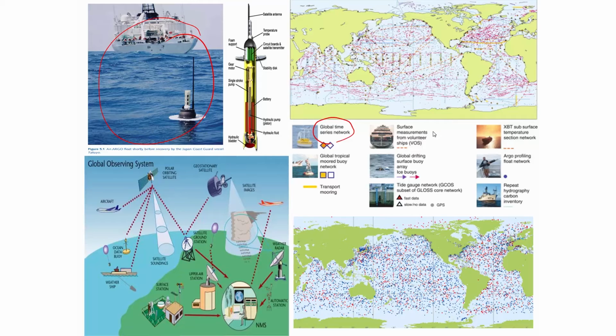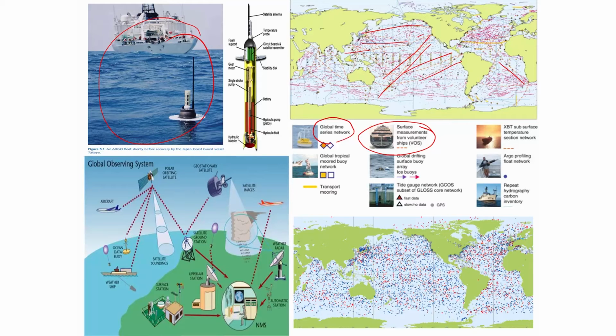And there are obviously surface ship measurements, and there's a network called volunteer observing ships, and there are these lines running across the globe. So all the trading that happens between different countries and continents and so on is done through these container ships, cargo ships, passenger ships, and so on.